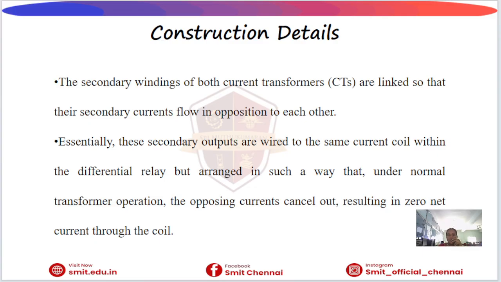Next, construction details. The current transformer secondary windings are connected in opposition, I mean linked so that the secondary currents flow in opposition to each other. Under normal conditions, the currents cancel each other, so the fault current is equal to zero. In normal operation, no current flows through the relay, so the relay is inactive. This ensures stable operation without unnecessary tripping.